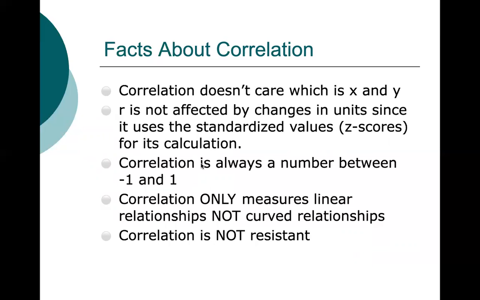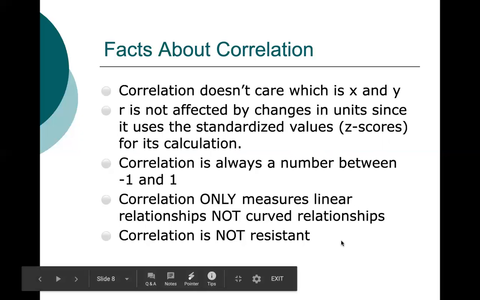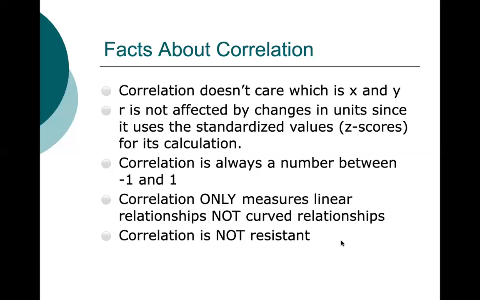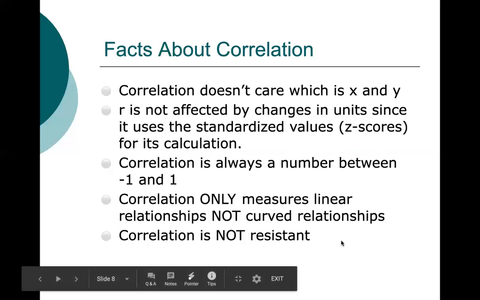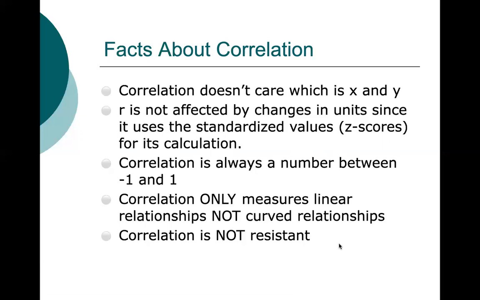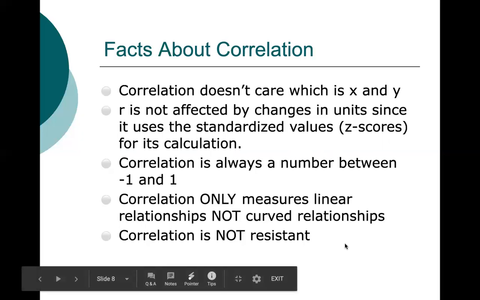Correlation is always between -1 and 1. -1 is a perfect line that has a negative slope. 1 is a perfect line that has a positive slope. Correlation only measures linear relationships. If there's a curved relationship, it will not measure the strength. And correlation is not resistant. It is affected by unusual points, like outliers and influential points. Some points can make the R higher than maybe it should be, and some points can make it lower than maybe it should be.